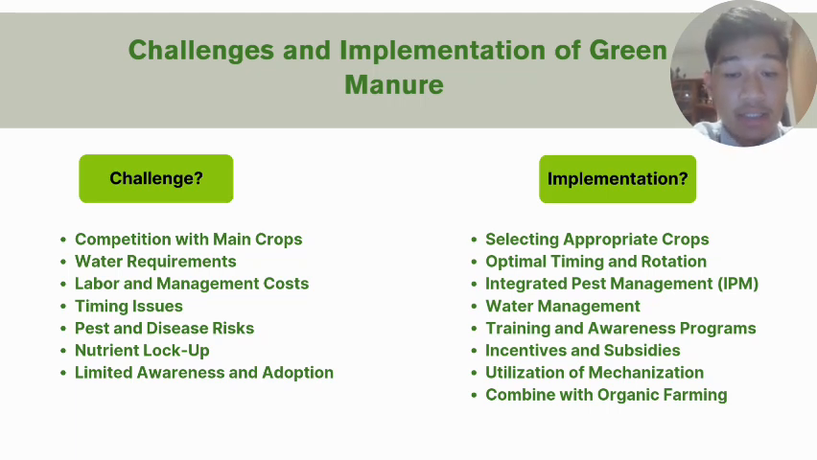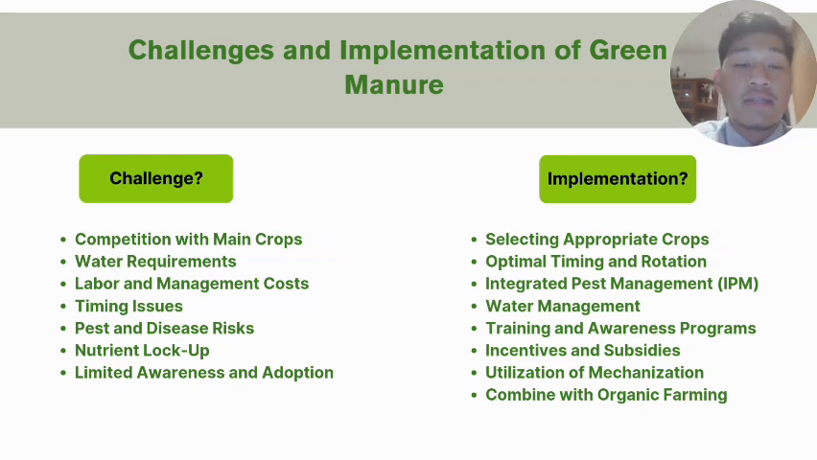The second is optimal timing and rotation. Plant green manure crops during the off-season or as a cover crops between the main crop cycles. Incorporate them into the soil at the right growth stage, usually before flowering to maximize biomass and nutrient content.